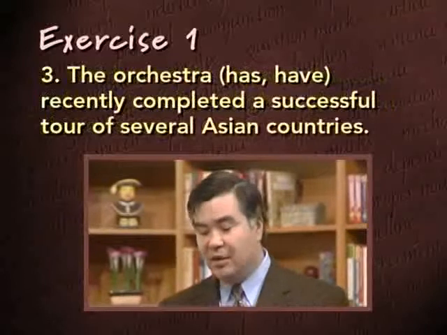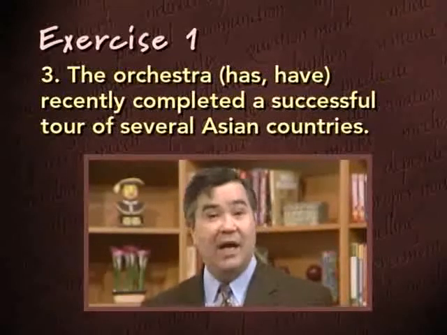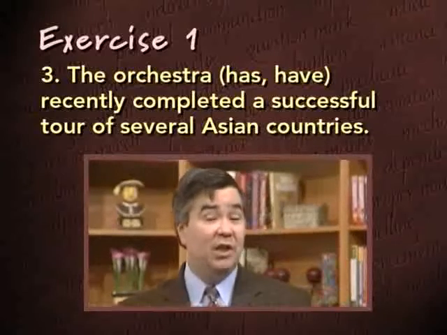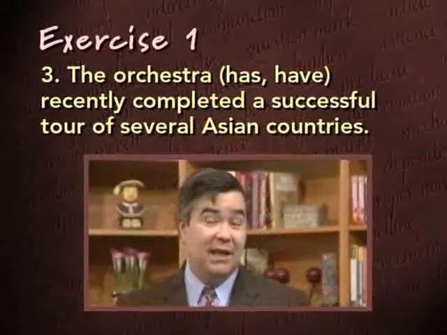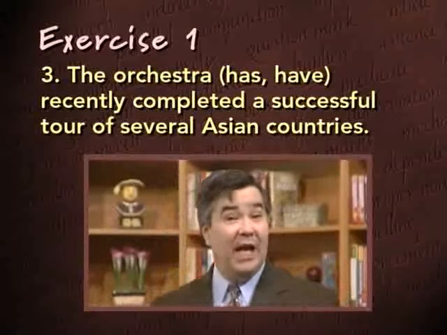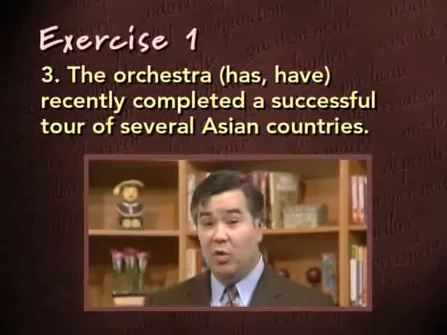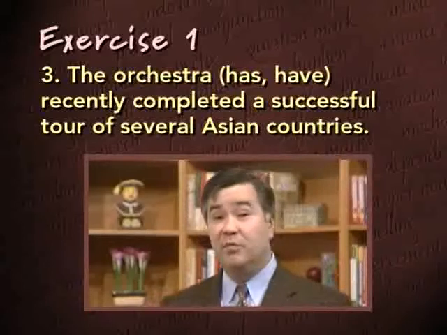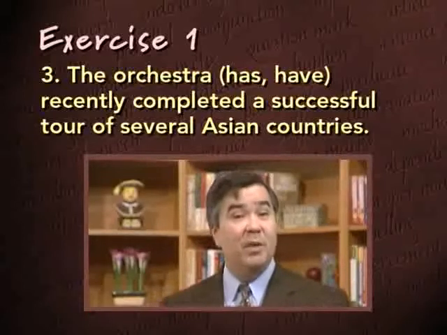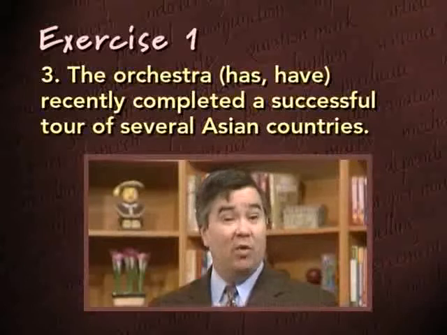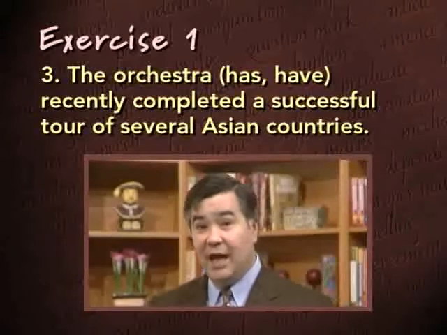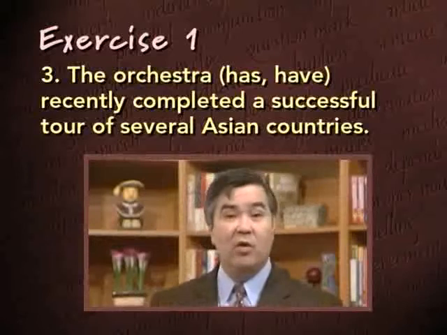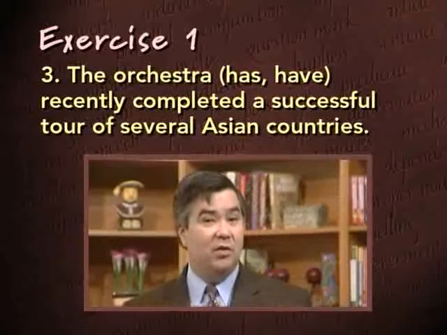Our next example. "The orchestra has or have recently completed a successful tour of several Asian countries." Now in this sentence, the subject is the collective noun orchestra. The word orchestra is singular in form, but it refers to a large number of people. 80, 90, 100 people go together to make up an orchestra. So it's a collective noun. And remember, a collective noun may be either singular or plural, depending on how it's used.